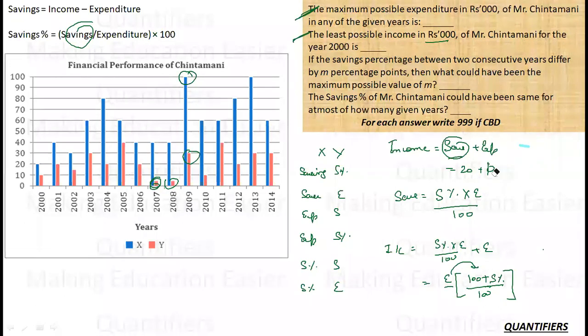So what do I need to do? I need to keep E as minimum as possible. Okay. So if in 2000, if I keep E as minimum as possible, E will be 10. E will be 10 into (100 plus S) into 120 by 100. So this is directly giving me 12 as the answer. So this is the minimum possible income for him.